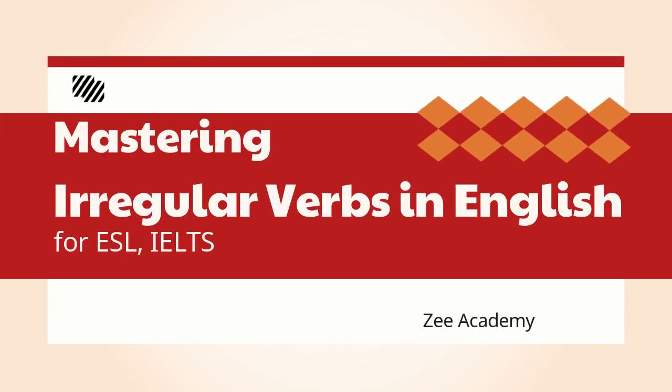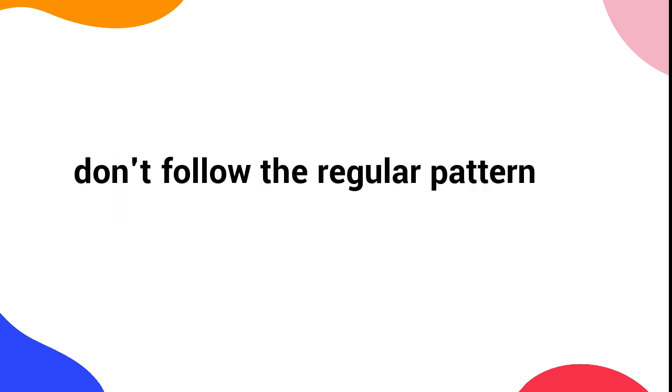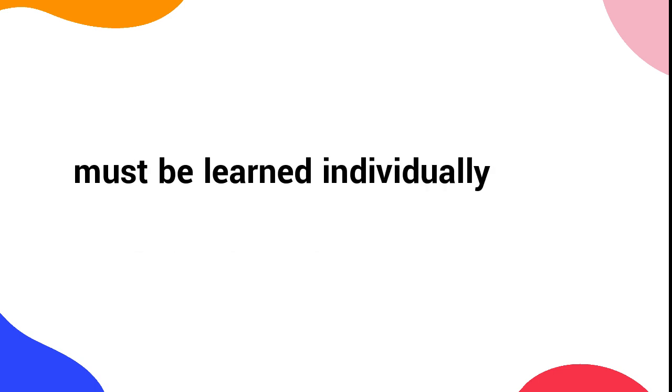Hi everyone, welcome! Today, we are going to talk about irregular verbs in English. Irregular verbs are special because they don't follow the regular rules for changing into past tense. For example, instead of adding ed to the end, they change completely, like go becomes went. Learning these verbs is very important for speaking and writing correctly.